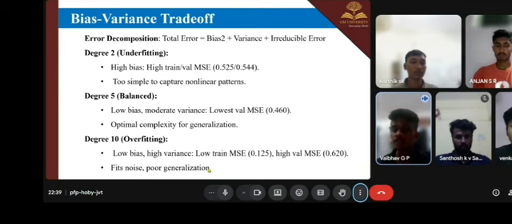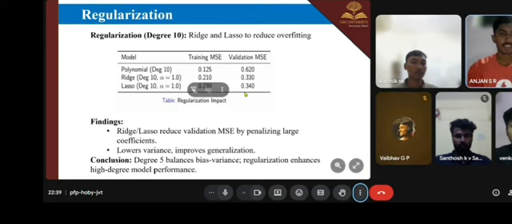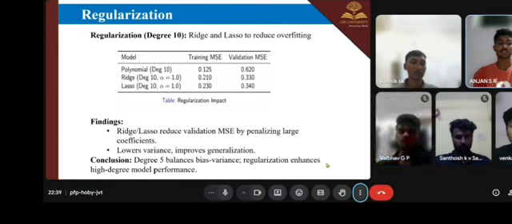The next slides will be continued by Anjan. So, regularization. Ridge and lasso are used to reduce overfitting. The model is used for training and validation purposes. We are finding that ridge and lasso reduce validation error by shrinking large coefficients. Lower variance improves generalization. In conclusion, degree 5 balances bias and variance, and regularization enhances high-degree model performance. Now it is continued by Santosh.